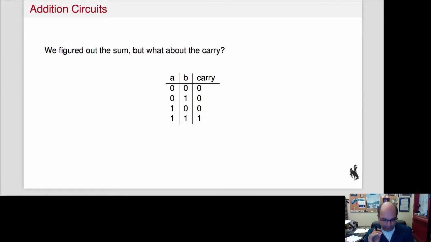How about the carry? Well, if I have 0 and 0, the carry is 0. If I have 0 and 1, the carry is 0. If I have 1 and 0, the carry is 0. If I have 1 and 1, the carry is 1. I hope you recognize that function. That's just the AND function. If both are 1s, then it's 1, otherwise it's 0.